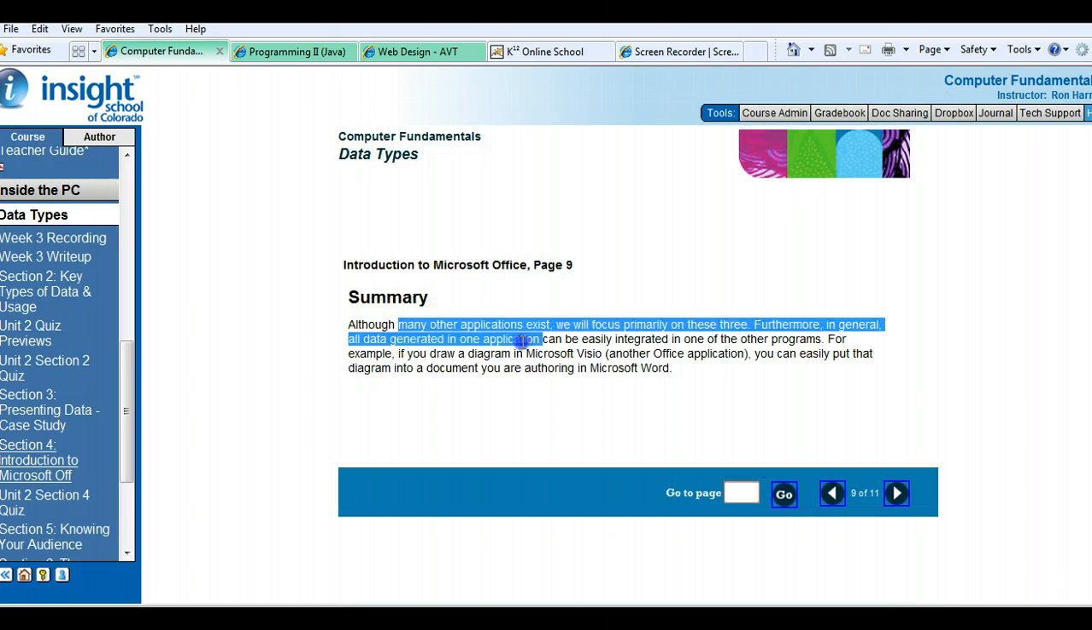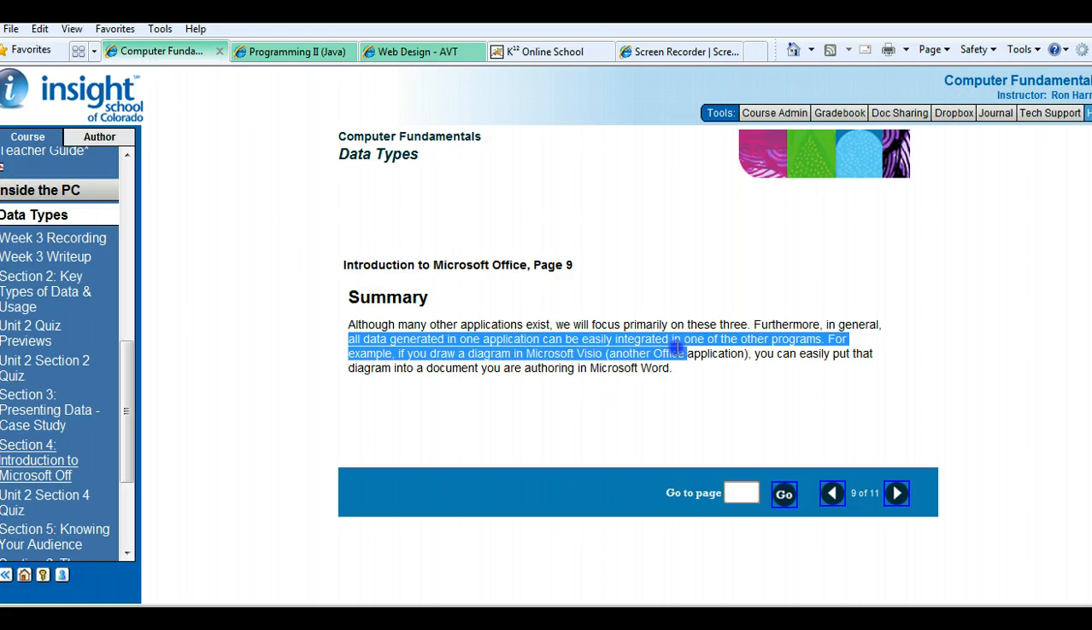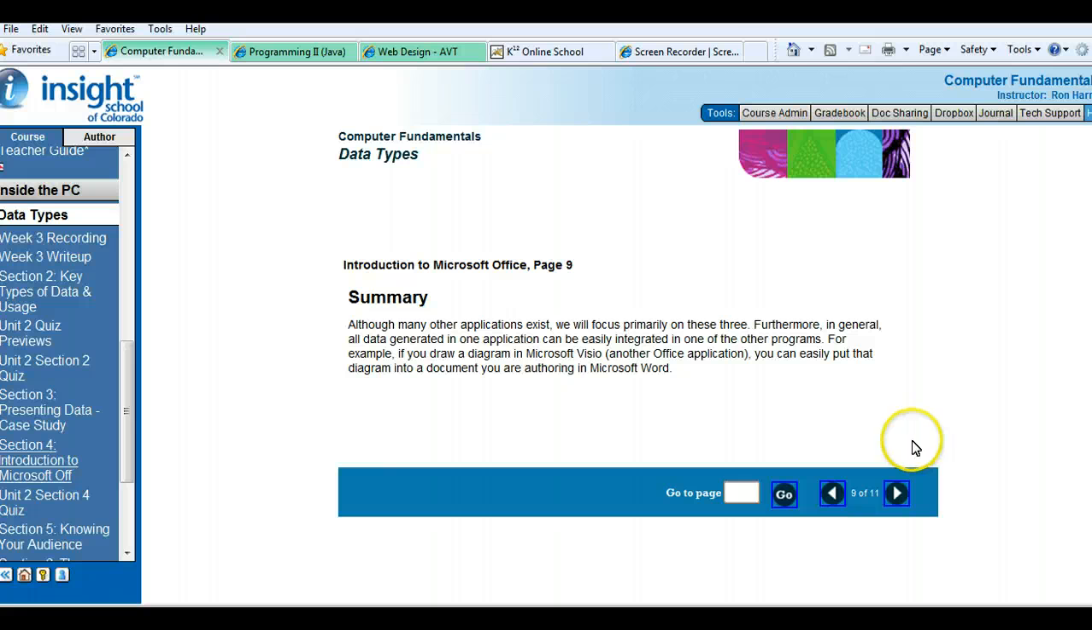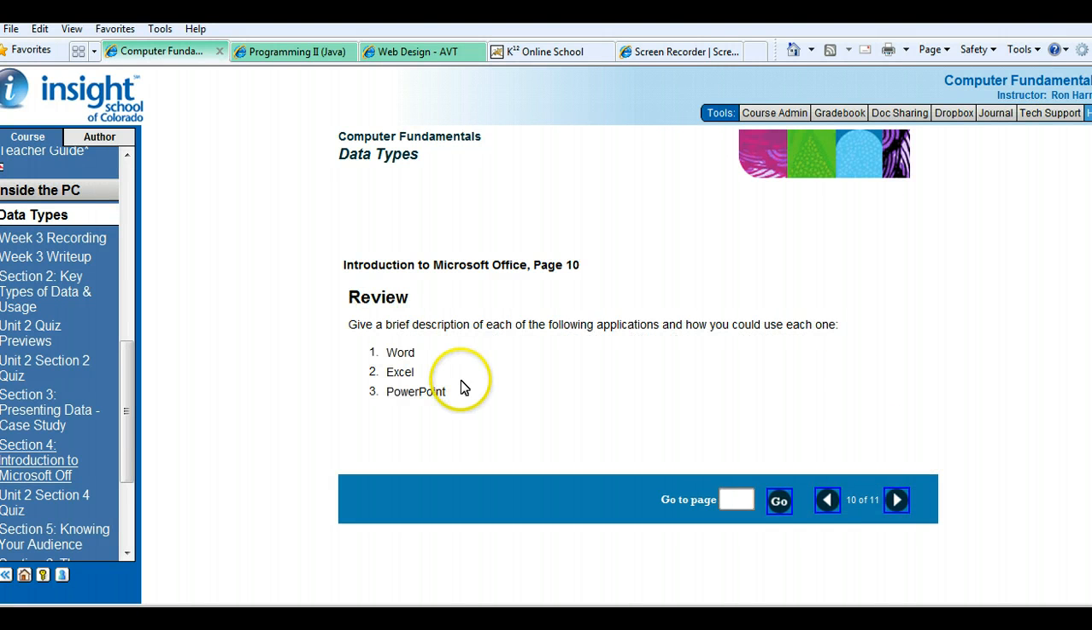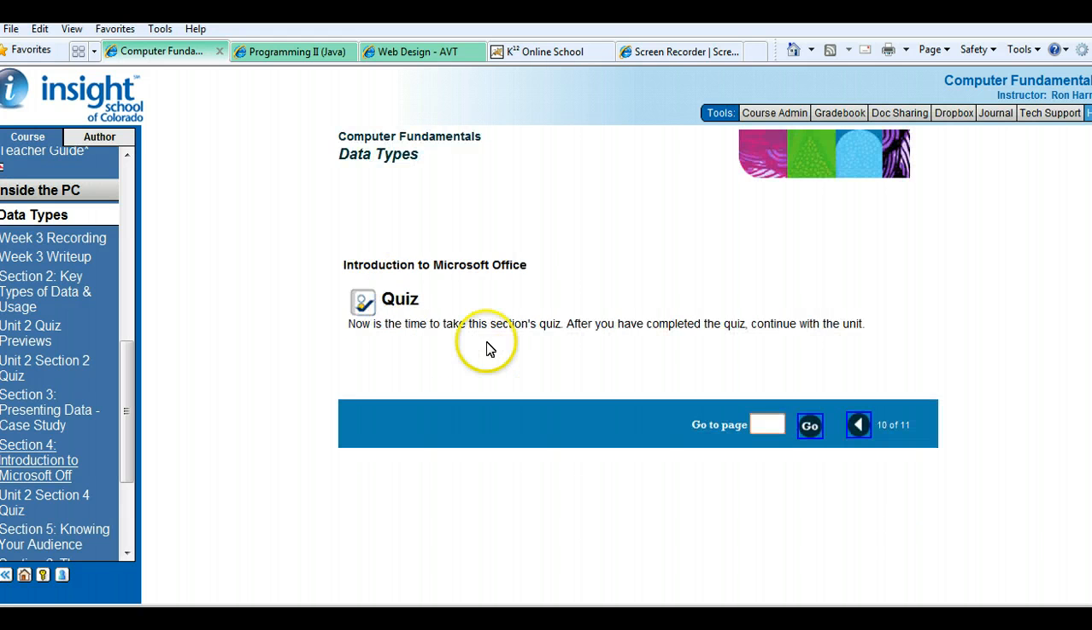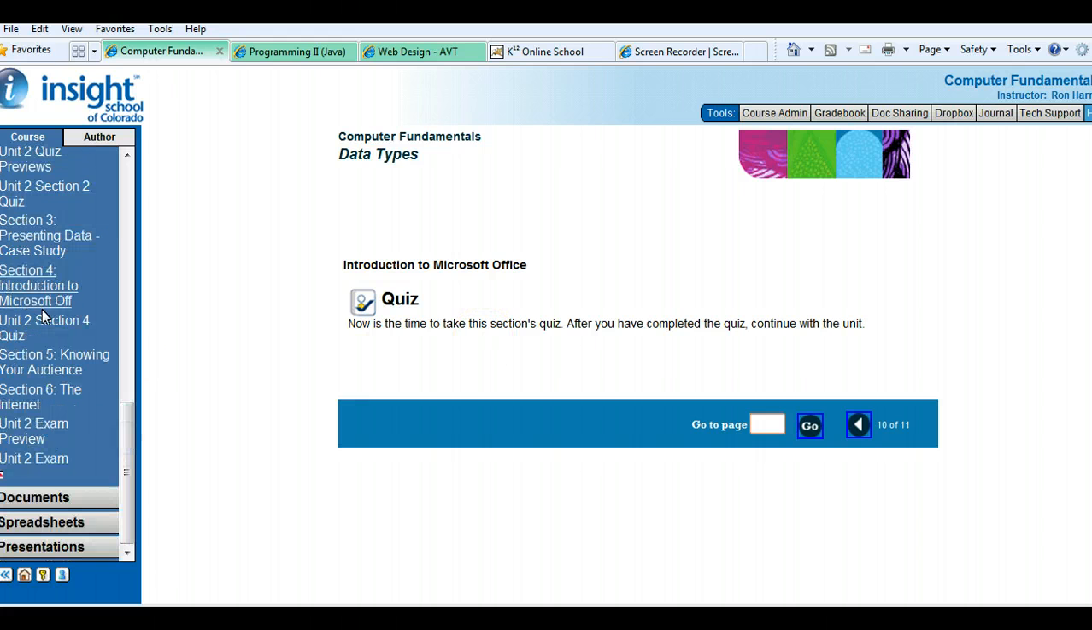So in summary, although many applications exist, we're going to focus mainly on the ones we just talked about. And generally, all data generated in one application can be integrated into another application. So you can copy a table from Excel and put it into a PowerPoint if you want to. That's what integration means. So review, you need to know these things. And then finally, there's a quiz, the Unit 2 Section 4 quiz. Quiz preview is right up above there.